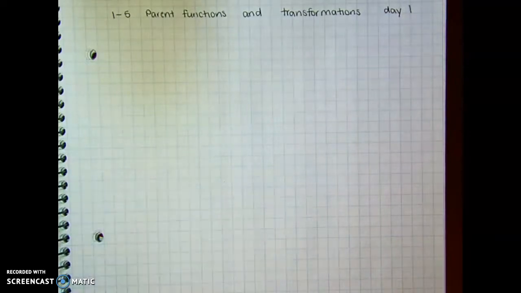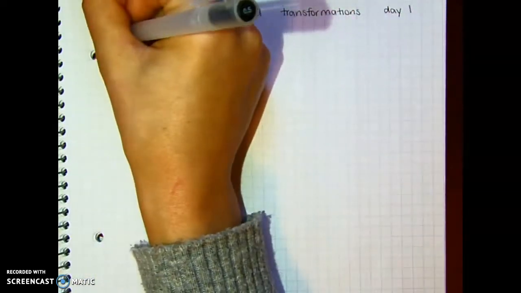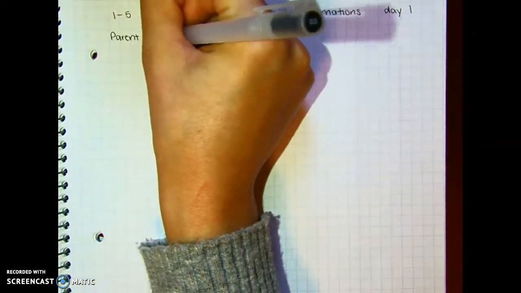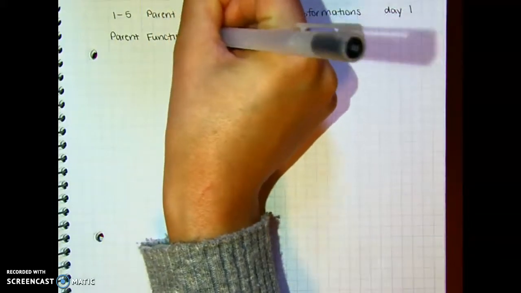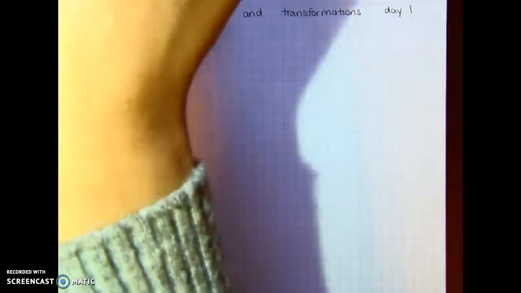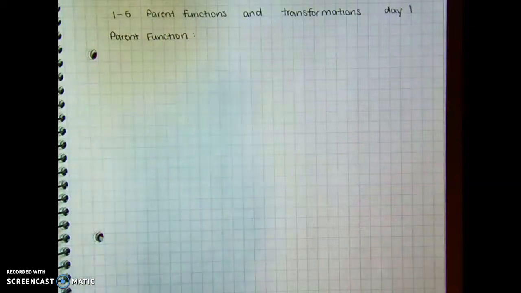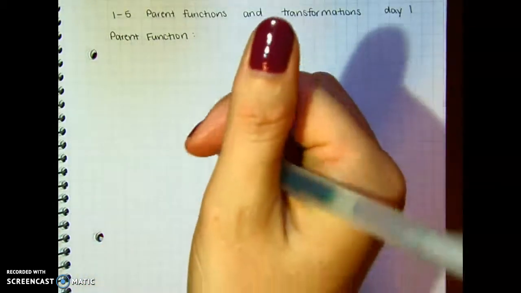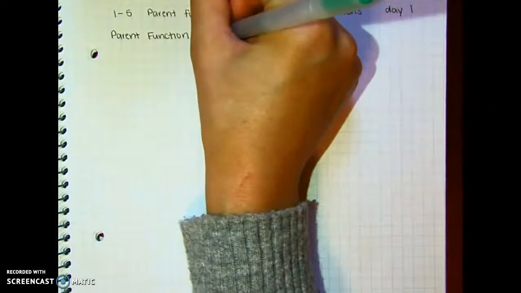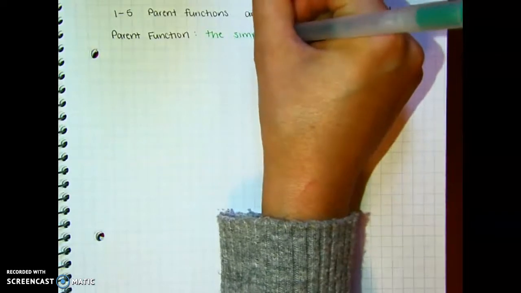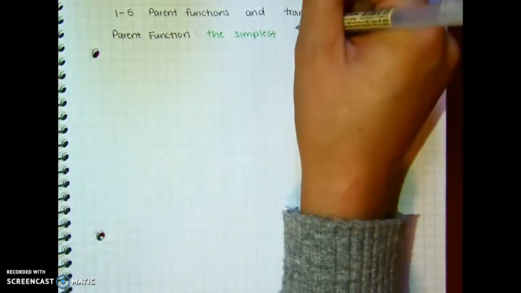Parent functions and transformations. Today our main focus is going to be the first three examples in our book. Before we get started, we need to remember what a parent function is. So a parent function is going to be the simplest form of the functions in a family. So I'm just going to say simplest form of a function.